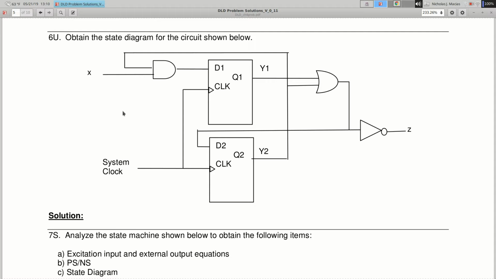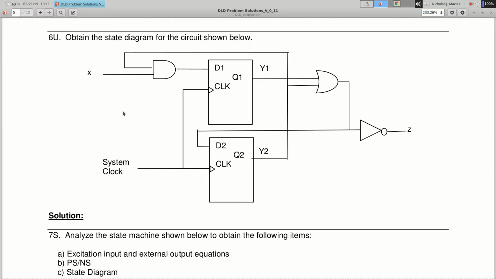All right, so let's work on question 6 in groups. So first question, what are the inputs to this circuit? There's really only one input, which is X.